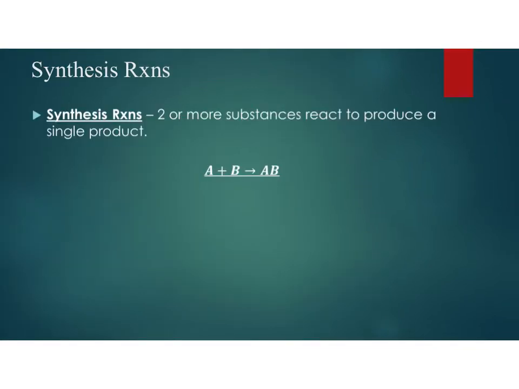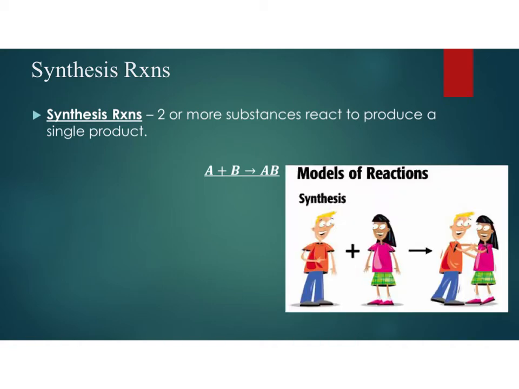So the first type of reaction we're going to look at is what we call a synthesis reaction. This is where you have 2 or more substances that are going to react and produce a single product. So to put it in the simplest form, we have reactant 1 plus reactant 2, or A plus B, is going to yield one product, AB. If you want to look at a visual, we have 2 individuals, and when they become a dancing pair, they're going to make one couple.